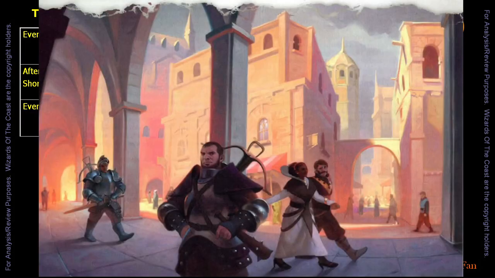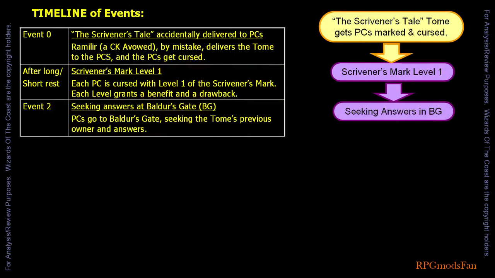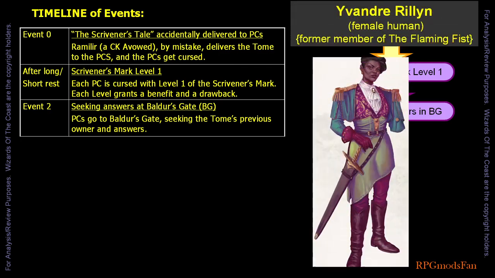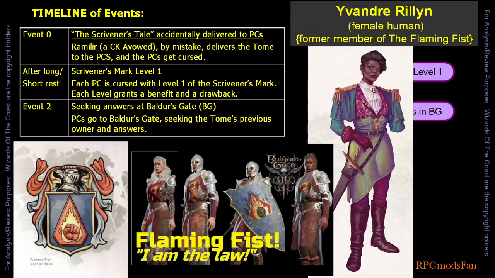After arriving in Baldur's Gate, the adventurers can make general inquiries about Machiel Rillen. They learn that the Rillen house and estate is in the upper city. Their inquiries also inform the characters that Machiel died 10 years ago. His family is now led by his niece, Yvandre Rillen. Yvandre Rillen was a former member of the Flaming Fist.